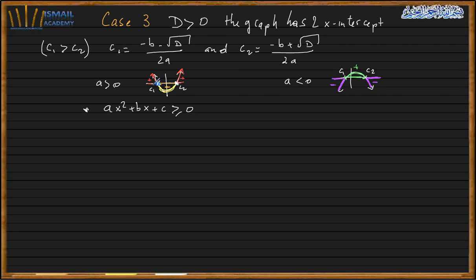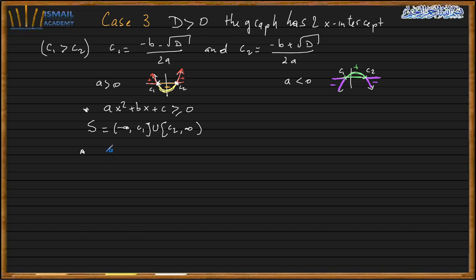From minus infinity to c1, and from c2 till infinity, because this is where the graph is negative. If they ask me less than 0, I'm going to just pick from c1 to c2, because this is where the expression is negative. So here the solution is minus infinity to c1, which I include, union c2 to infinity.